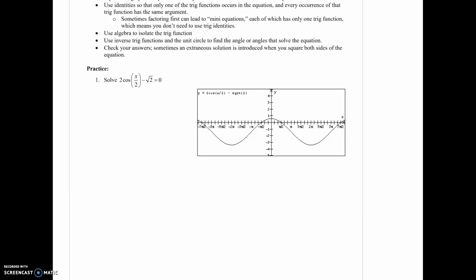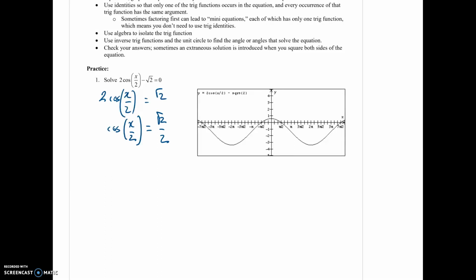the zero of your function, but let's try to work this out with 2 cos of x divided by 2 minus square root of 2 equals 0. So the first thing you have to do is to have the square root of 2 on the other side. Then you are going to divide by 2 both sides, and if you divide by 2 both sides, you have cos of the angle x over 2 equal square root of 2 divided by 2.